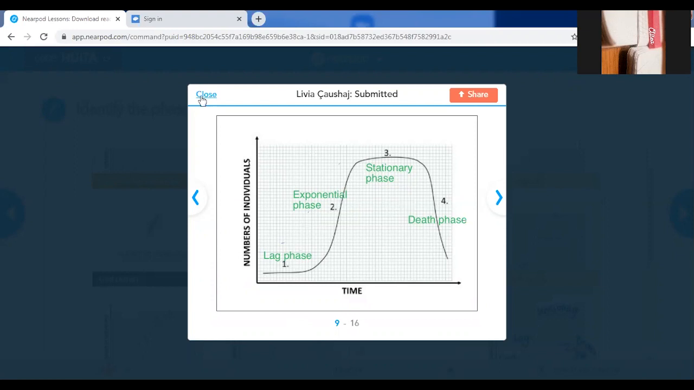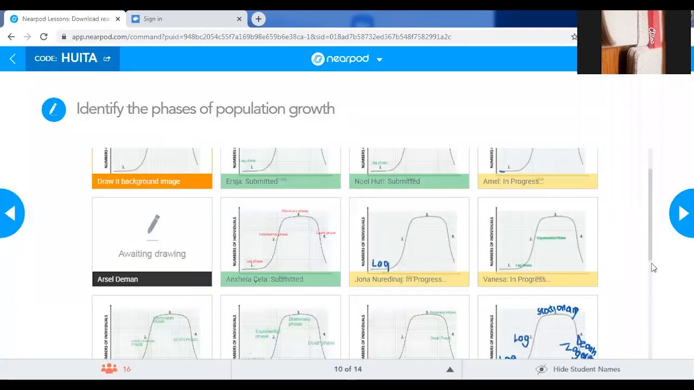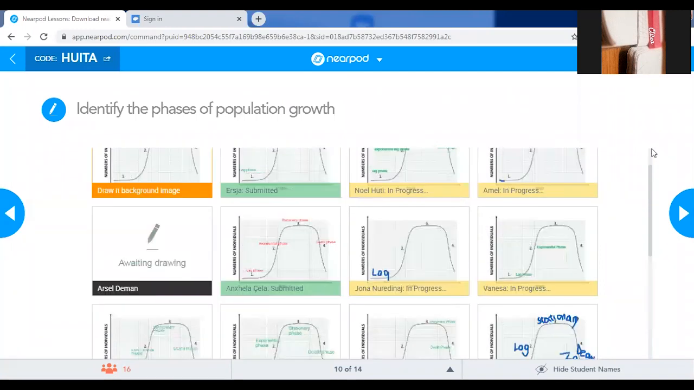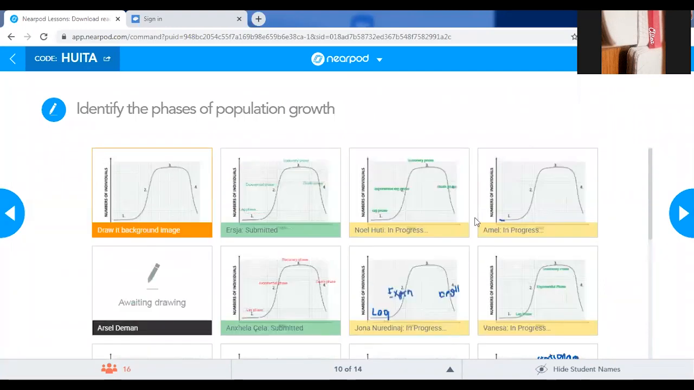Okay, very good. Have you finished all? Only Arcel and Clea haven't finished yet. Okay, let's pass to the other.